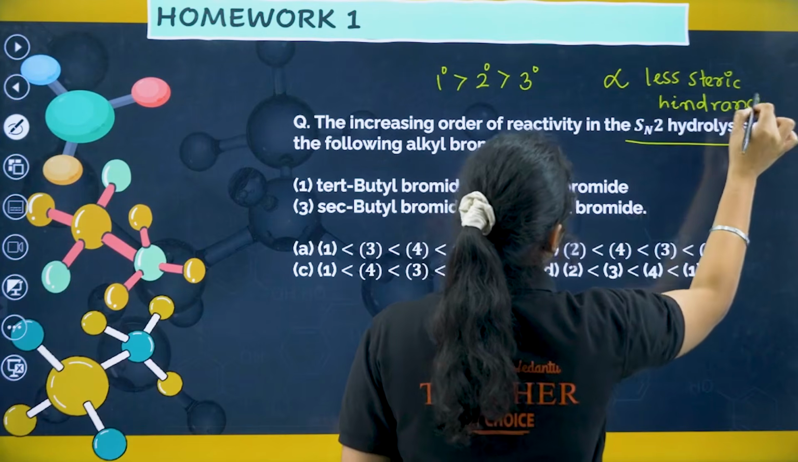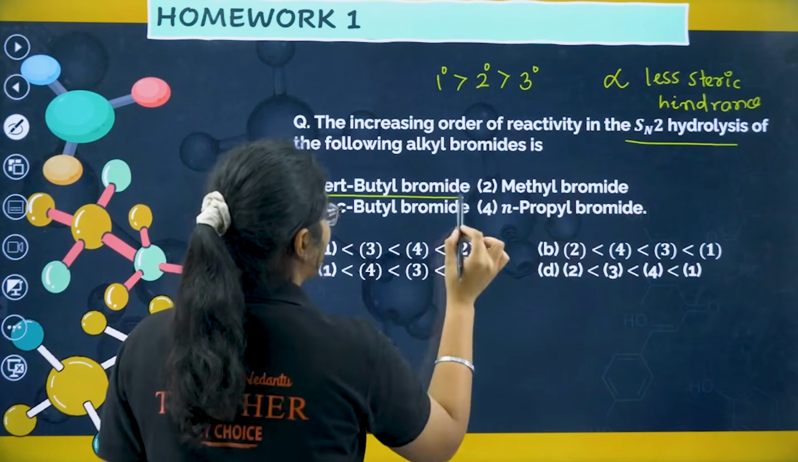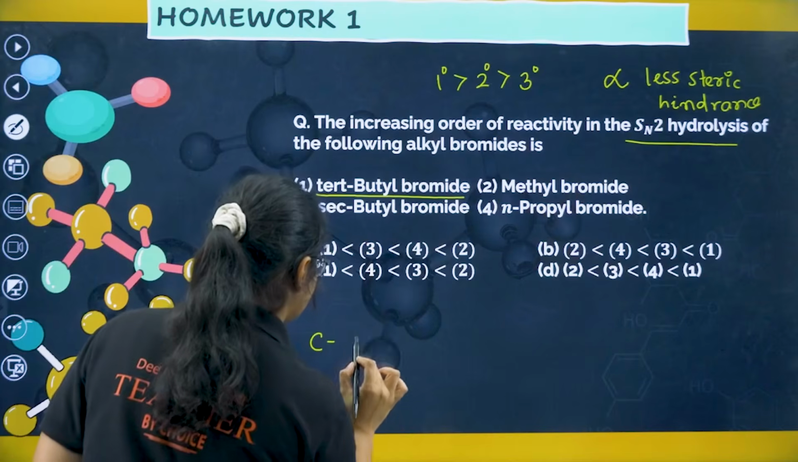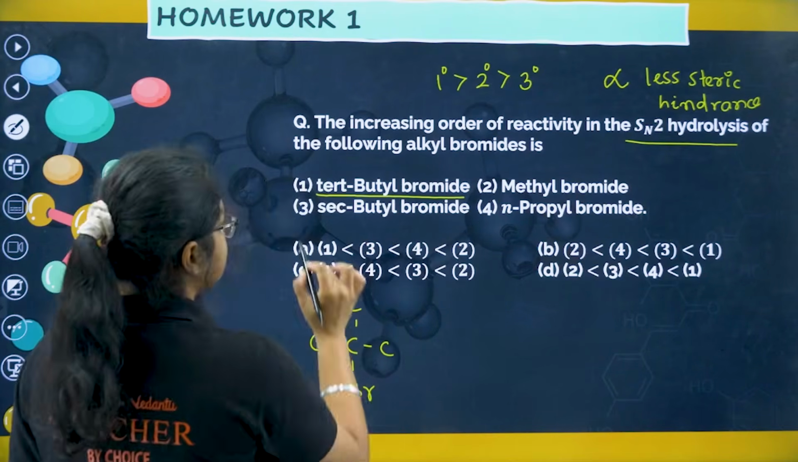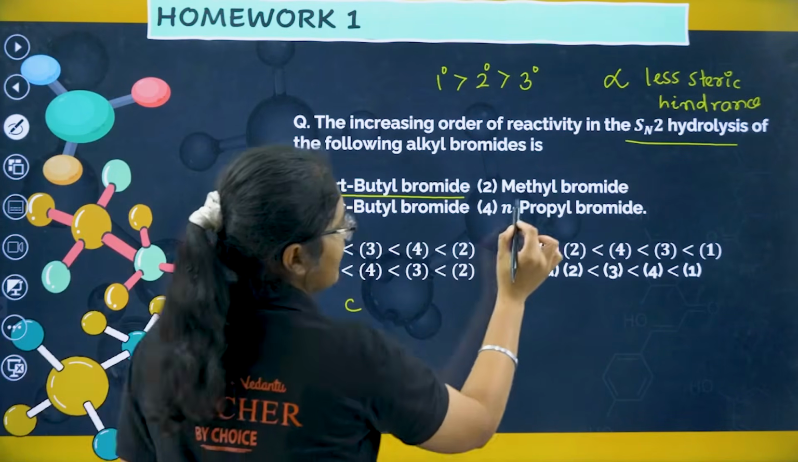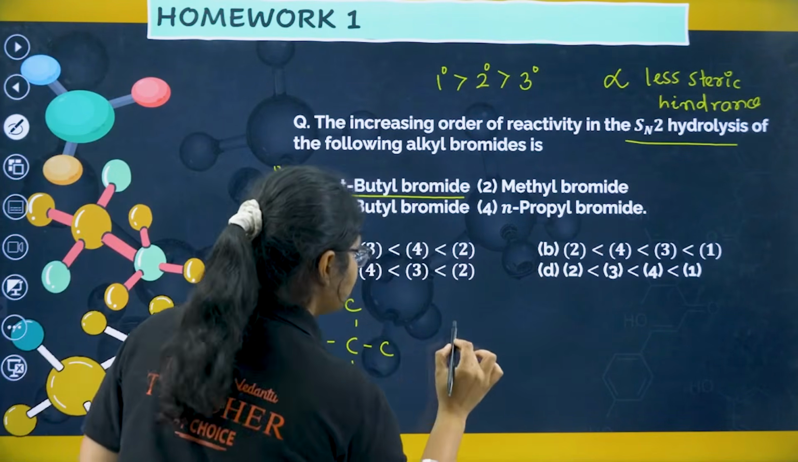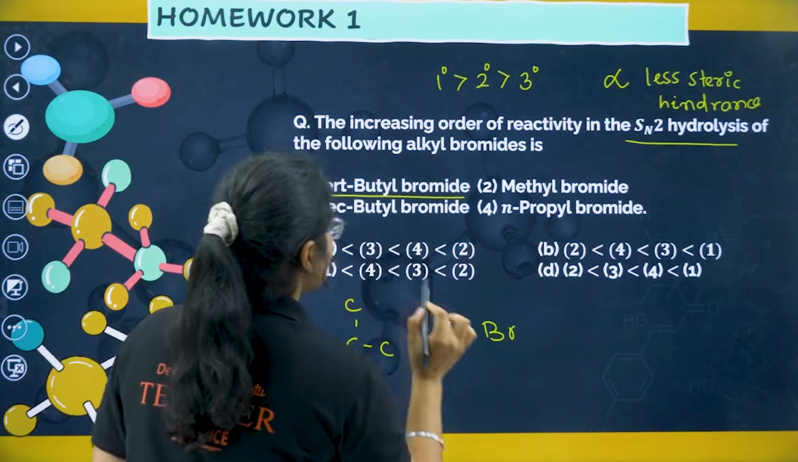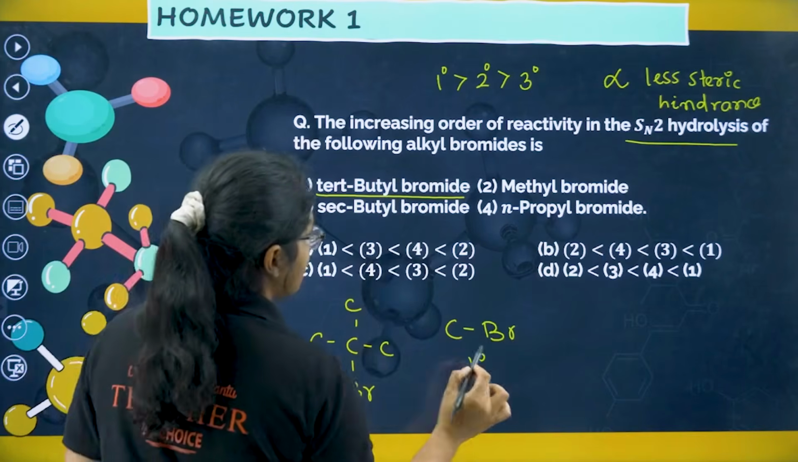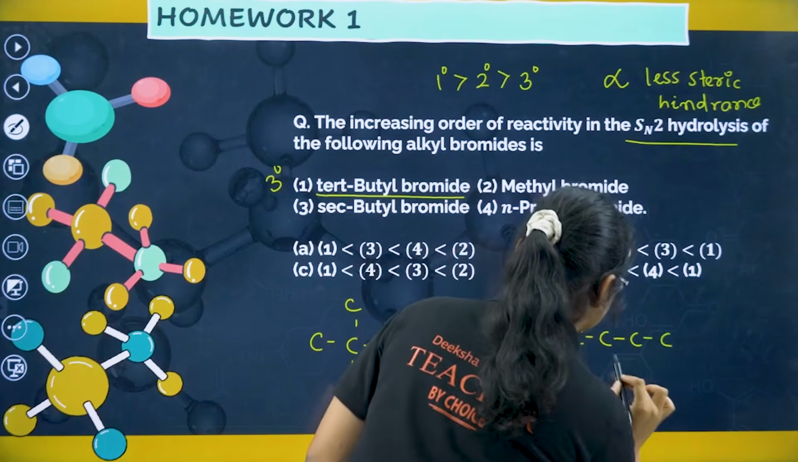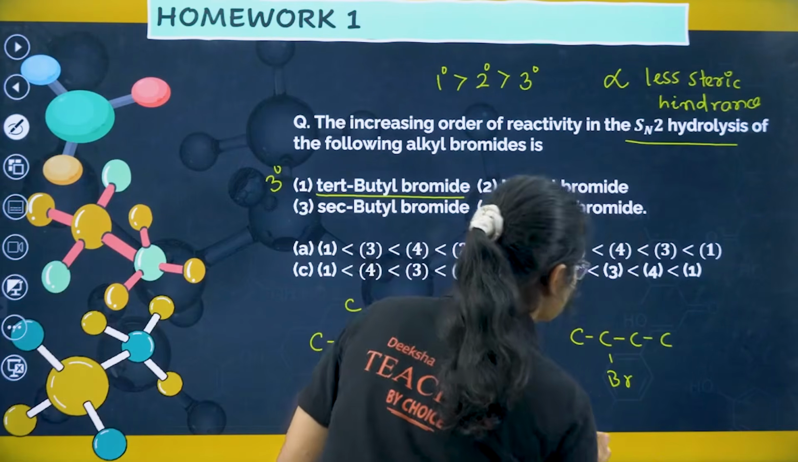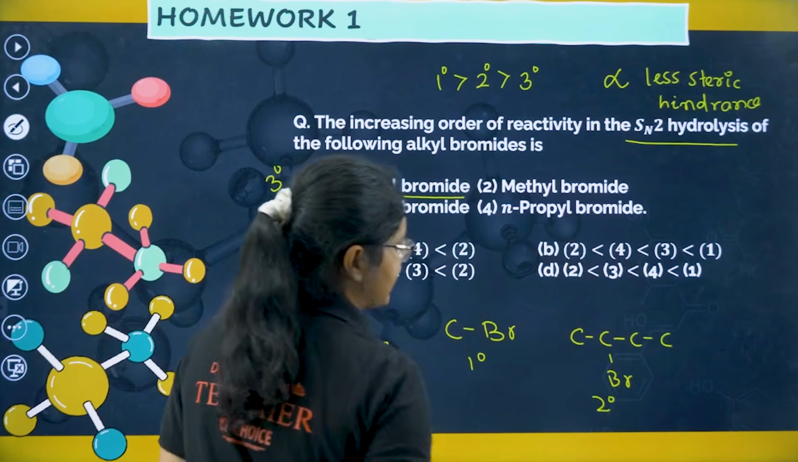Now let's see, we have tert butyl bromide. Tert butyl bromide is like this. This is a 3 degree one. Then you have methyl bromide. Methyl bromide is simply like this. This is primary. Then you have secondary butyl bromide. Secondary butyl bromide is a compound like this. As you can see, it is a secondary.